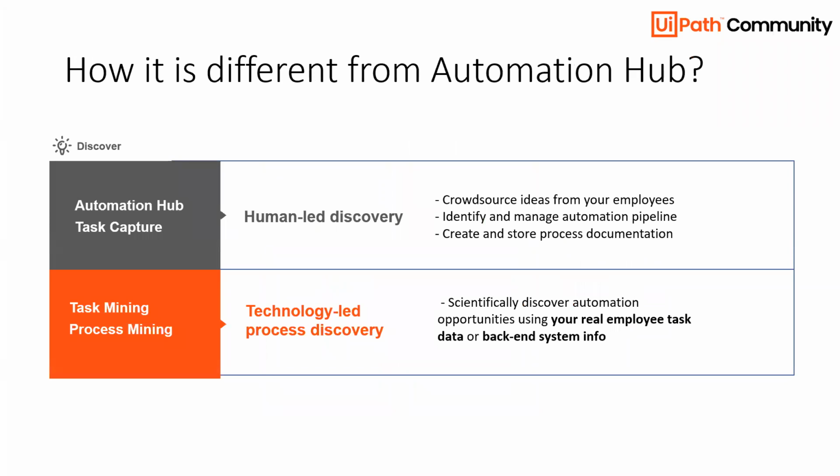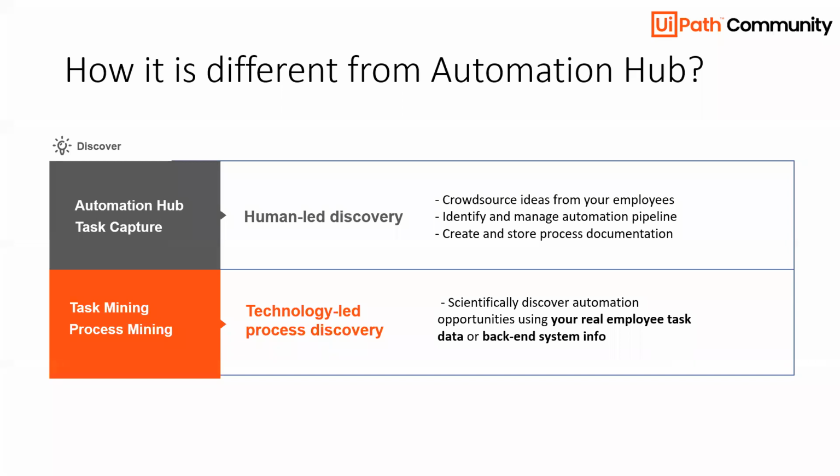Now, how is it different from Automation Hub and Task Capture? We all know that Automation Hub came last year with a really awesome offering where we crowdsource ideas from our employees. We can identify and manage automation pipelines. We can create and store process documents also, right? And also in Task Capture, we can do the same. We can look at the human's computer or machine while he is operating. We can capture the data. It can also generate or export a workflow. It can also export a PDD, process design document, from Task Capture.